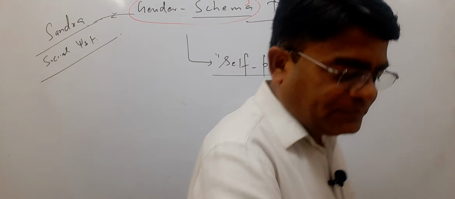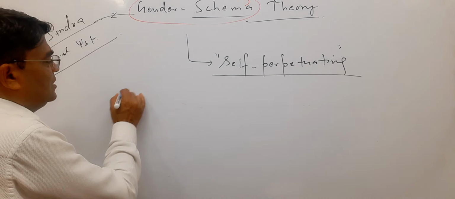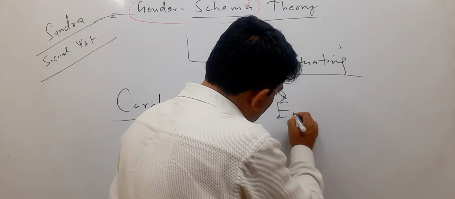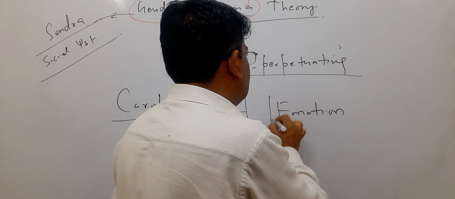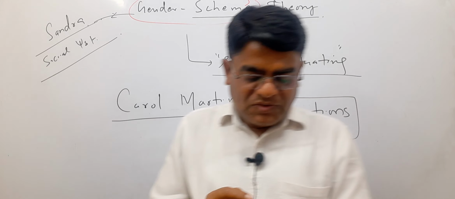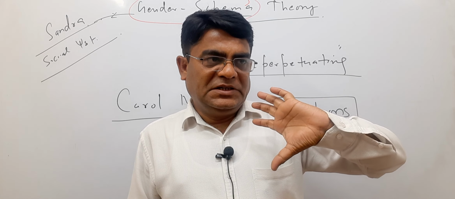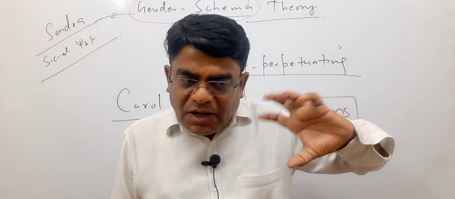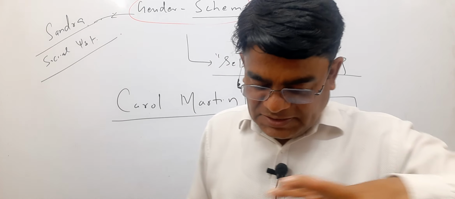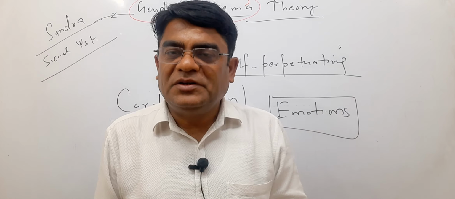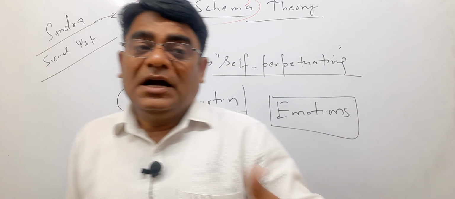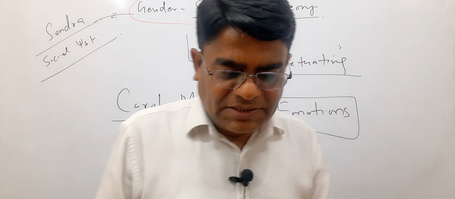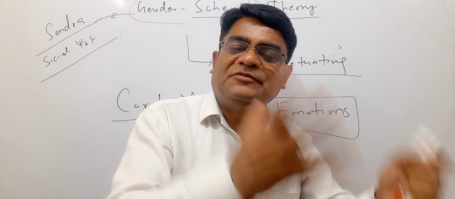Now, another person is Carol Martin. This person says that even emotion is involved, the schema is not purely cognitive. There is a role of emotions in gender schema. When we develop some schema towards women or towards men, you have some load of emotion also. So this framework, the so-called schema, is not purely cognitive. It may have the influence of liking, disliking, and many other things. So this is a very complex structure, but Sandra was emphasizing cognitions, while Carol Martin and others have emphasized that there is a role of emotion also.